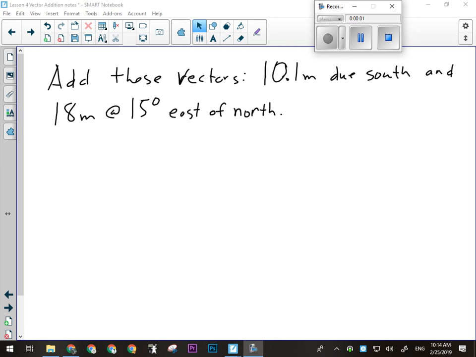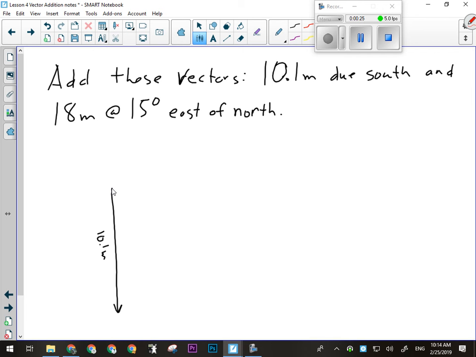Let's have a look at least the first couple of steps of this, namely drawing the diagram. So I've got a 10.1 due south vector, so that's about like this. 10.1 meters due south. Then my next vector is 18 meters long, 15 degrees east of north. Does that probably get further north than where I started? I would say so. That's my estimate anyway.